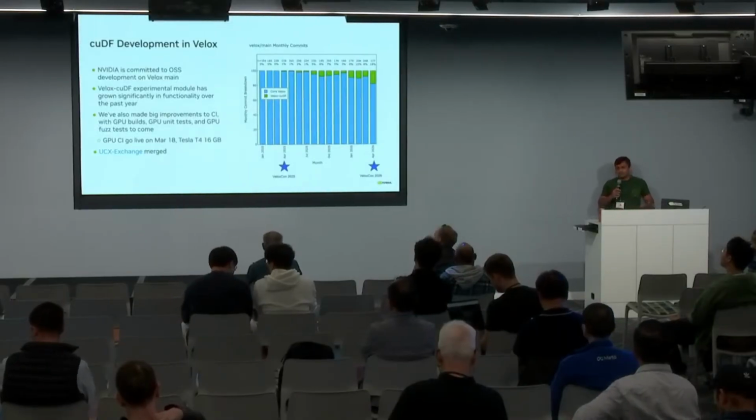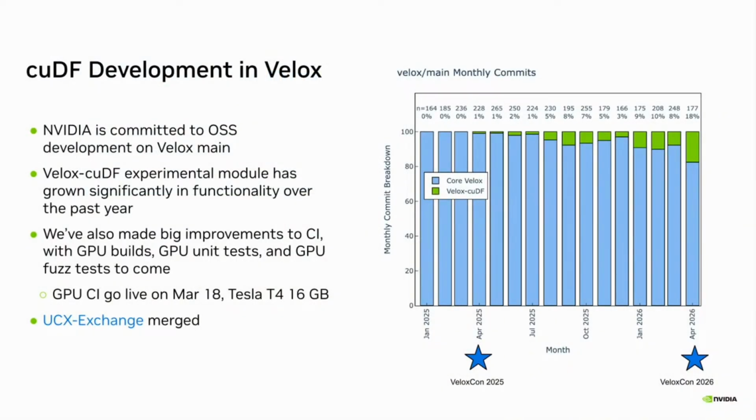First and foremost, I want to emphasize that Nvidia is fully committed to open source development, right in Velox's main branch. So everything we do is built in the open. The cuDF library is built in the open, and Velox cuDF is also built in the open.